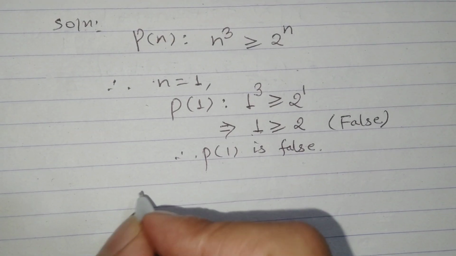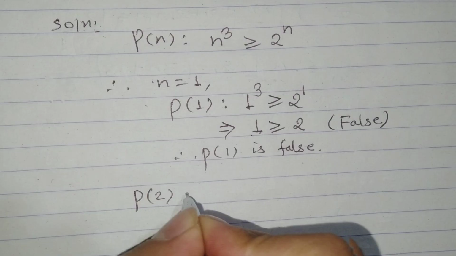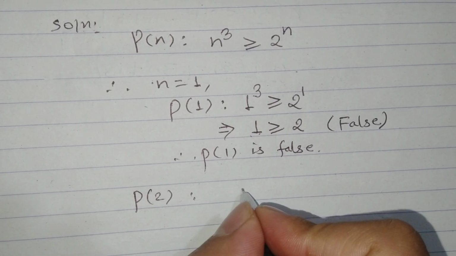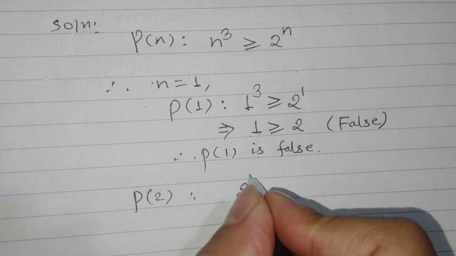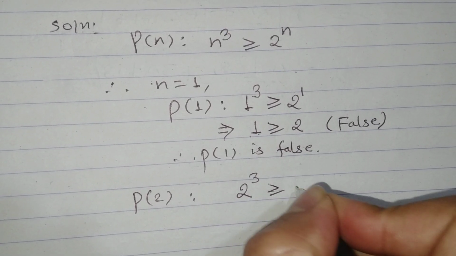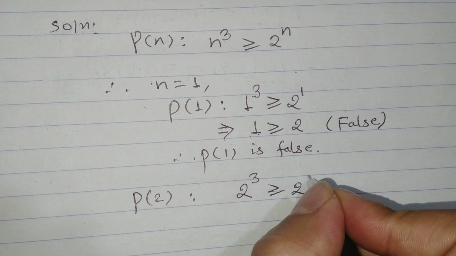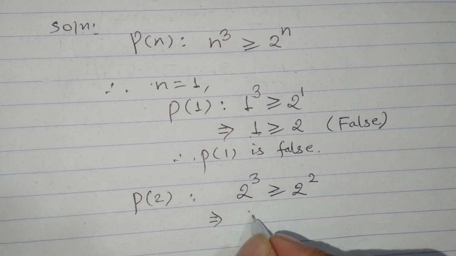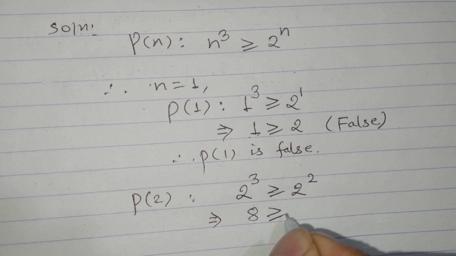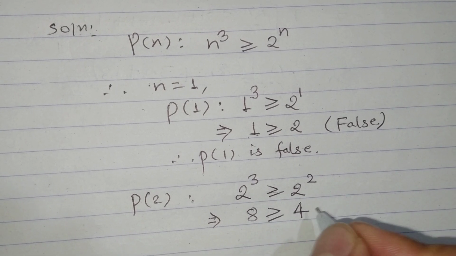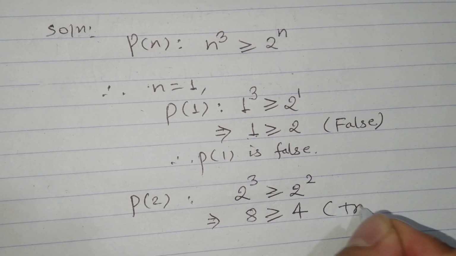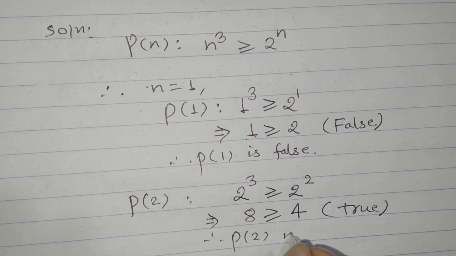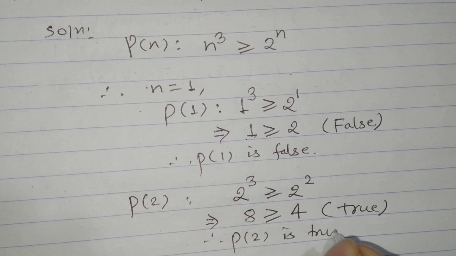Next we have to check for P2. So for P2, replace n by 2, so 2 power 3 is greater or equals to 2 power 2. So it means that 2 cube is 8, 8 is greater or equals to 4. So this is obviously a true statement. So we can say that P2 is true.